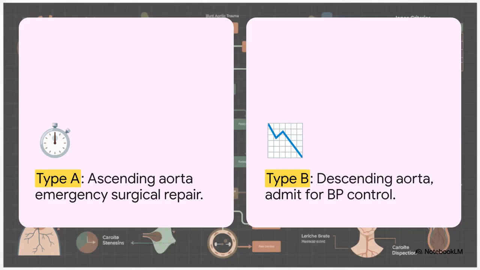Once you have the imaging, you must classify the dissection to figure out the treatment plan, and the distinction here is absolute. Stanford Type A involves the ascending aorta. This is an immediate, drop-everything emergency surgical repair. Stanford Type B is confined to the descending aorta. For Type B, you admit them for strict blood pressure control, usually with IV beta blockers like esmolol, and continuous monitoring. Simply put, location dictates the blade.